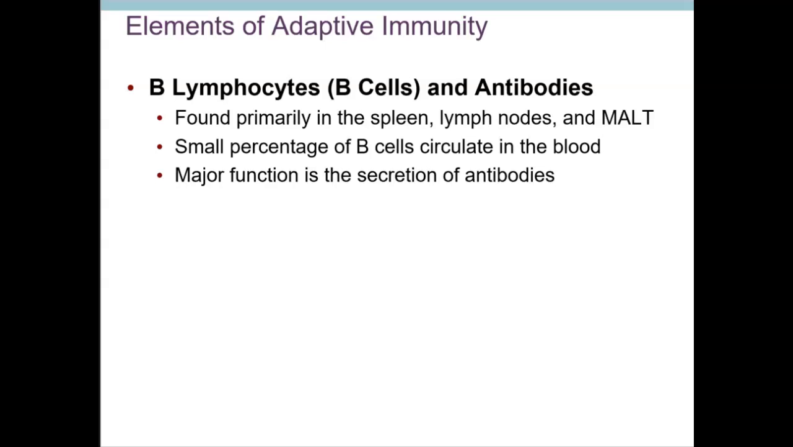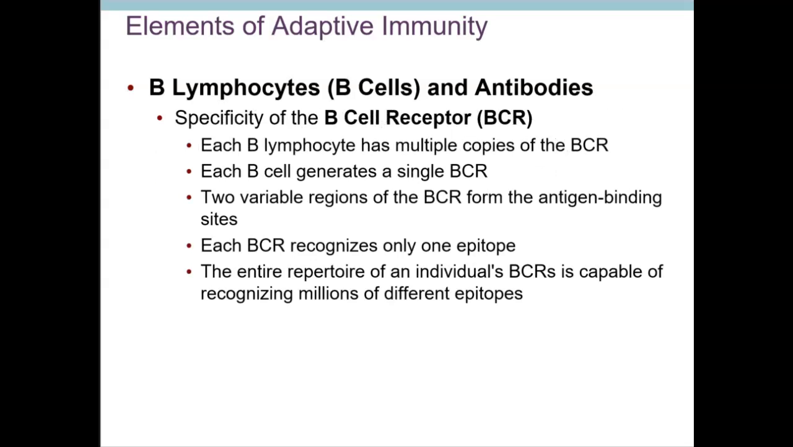So some of the B cells circulate in the blood. Most of them do not circulate. They are tucked away in the spleen or the lymph nodes or the lymphoid tissues, and their major function is production of antibodies. So these cells have a B cell receptor.